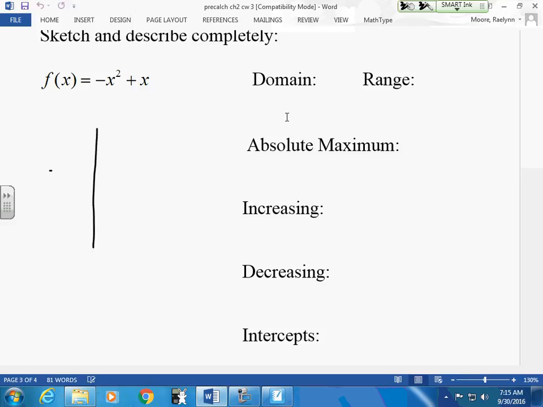So let's try this again. So it's coming through the zero and going like this, right? Now let's talk about this for a second. We're going to describe this.